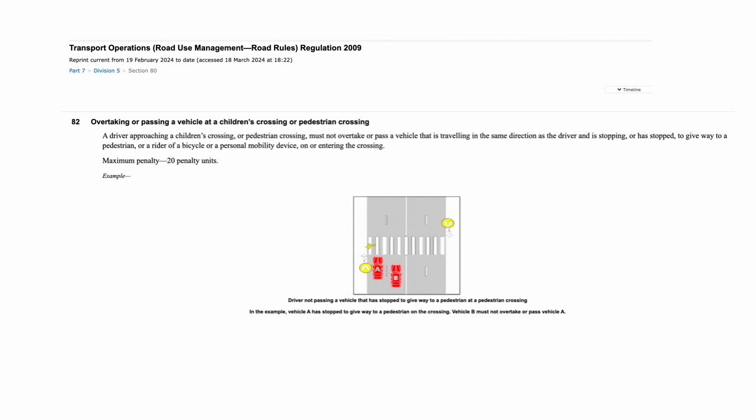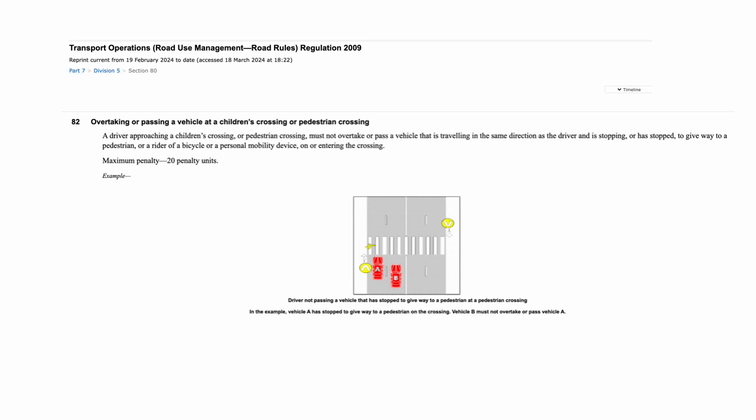82. Overtaking or passing a vehicle at a children's crossing or pedestrian crossing. A driver approaching a children's crossing or pedestrian crossing must not overtake or pass a vehicle that is travelling in the same direction as the driver and is stopping or has stopped to give way to a pedestrian or a rider of a bicycle or a personal mobility device on or entering the crossing.